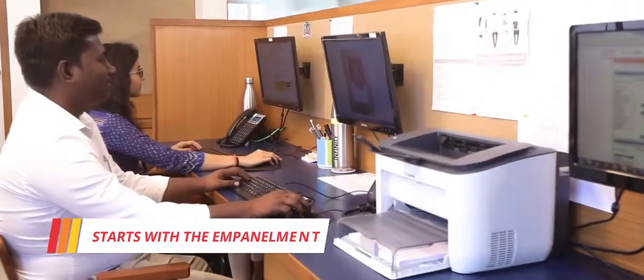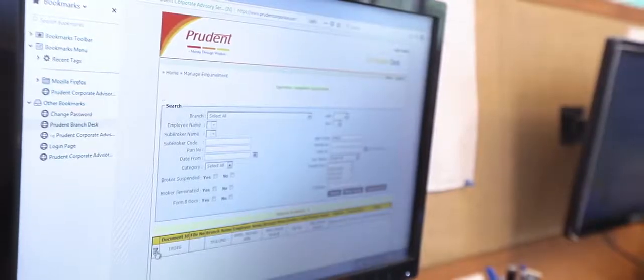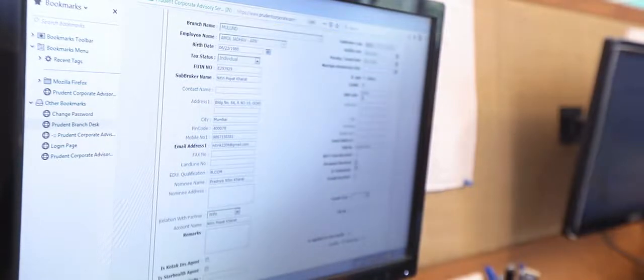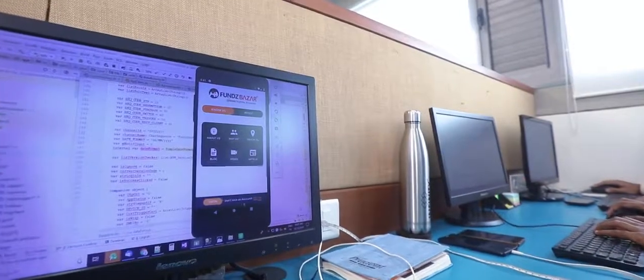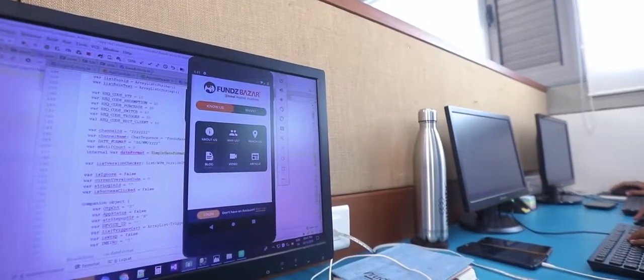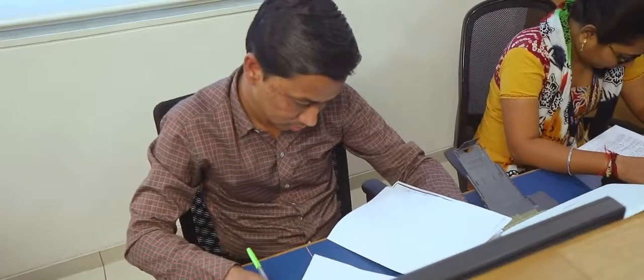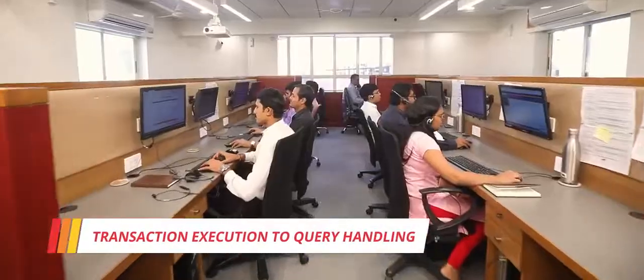It all starts with the empanelment. We have a team which looks after partner registration. We have made the entire empanelment process paperless for the partners so that they can start their business immediately. The IFAs can onboard their clients on our online platform, Funds Bazaar, or can submit the forms physically. The rest is looked into by our energetic and experienced team. The team gets all the activities streamlined, from transaction execution to query handling related to all the AMCs.